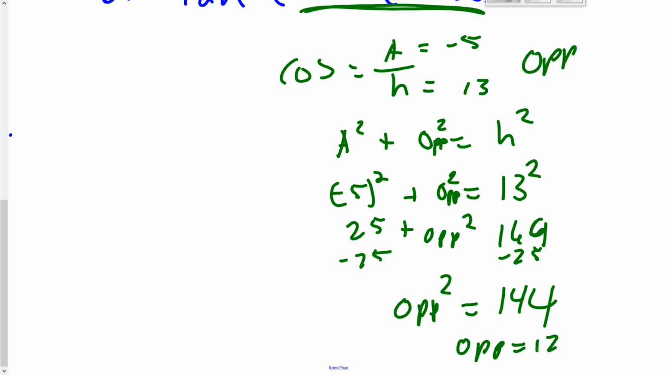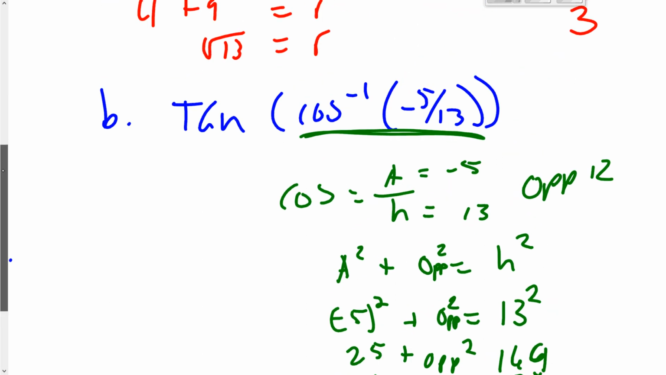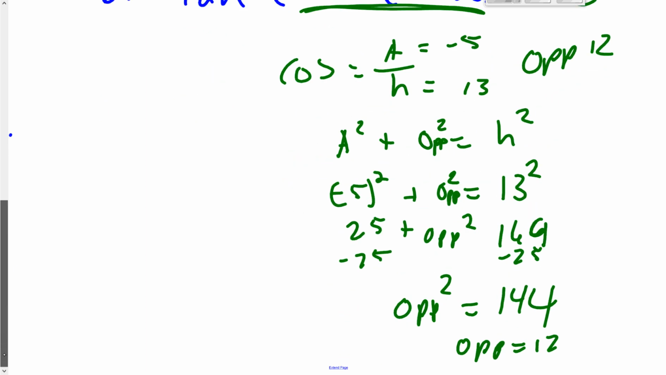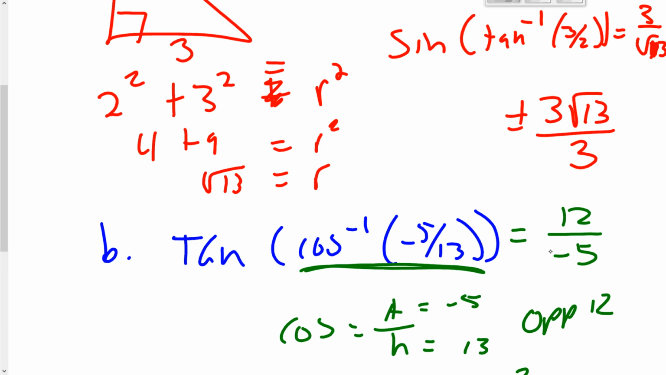So now I have all three sides of my triangle. You could draw a triangle if you want to. You don't have to. You can just do this. And now I'm finding tangent, right? So tangent is opposite, which is 12, over adjacent, which is negative 5. So there you go, there's your answer. 12 over negative 5. Now because I square rooted that 144, it's really plus or minus, right? So that negative really doesn't have anything to do with it. You can just put plus or minus right out front, and that's fine. Because you know cosine might be negative, but with tangent, you don't know if it's positive or negative, so you need to put plus or minus.